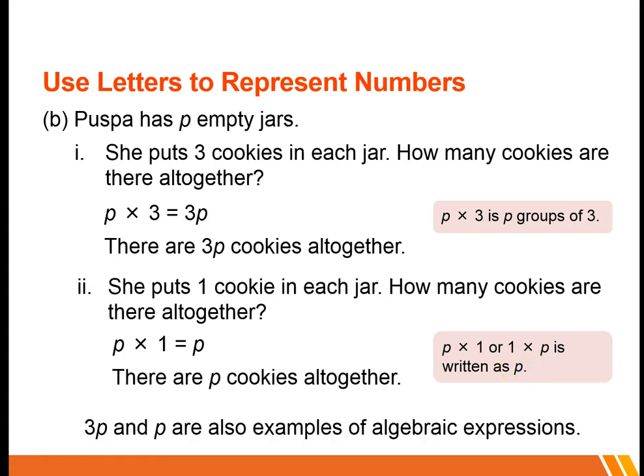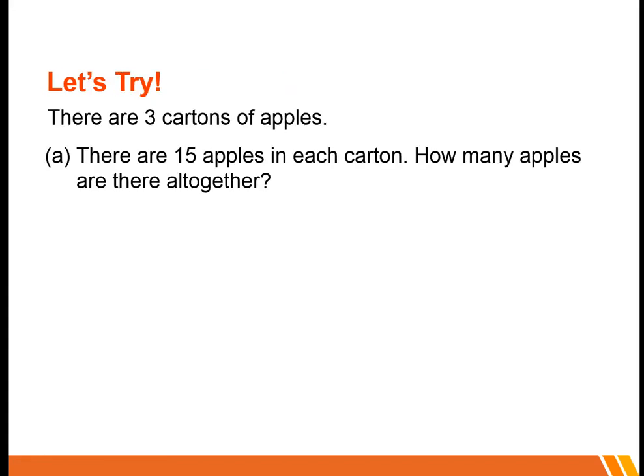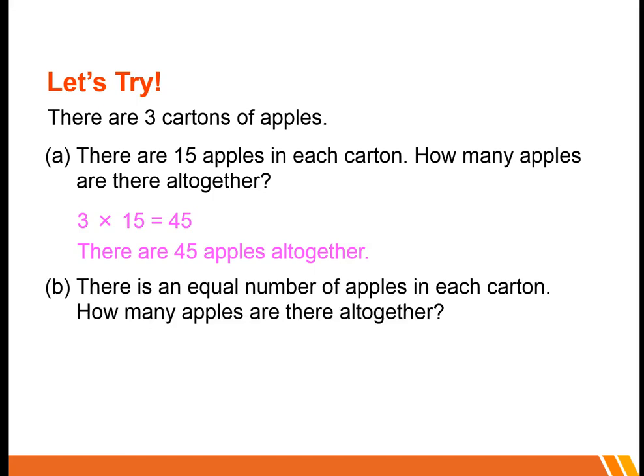So 3P and P are also examples of algebraic expressions. Now there are 3 cartons of apples, and there are 15 apples in each carton. How many apples are there? Well, 3 times 15 equals 45. There are 45 apples altogether. Now, if there is an equal number of apples in each carton, how many apples are there altogether? In this case, we don't know the number of apples in each carton. So we can represent this by A. Since there are 3 cartons, 3 times A will be 3A apples. See? There are 3A apples altogether.